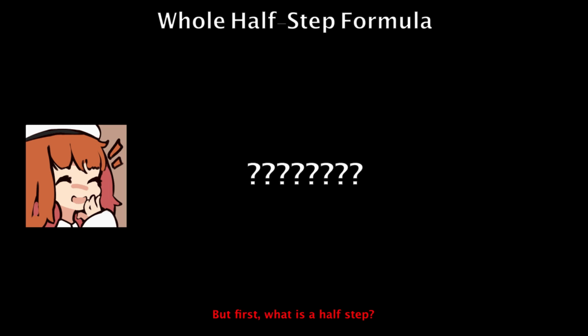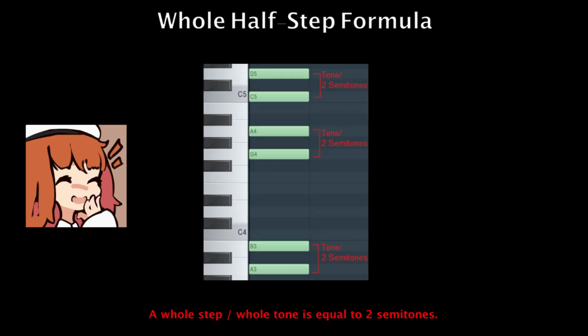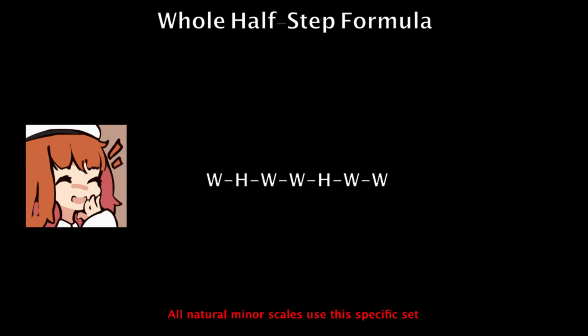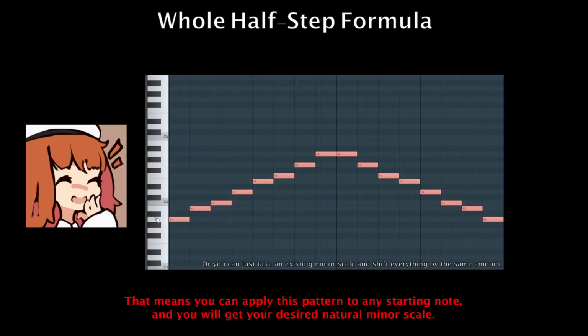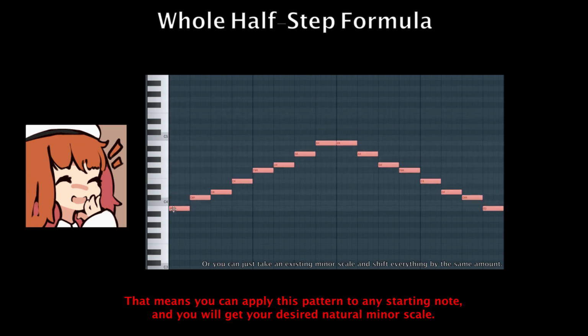But first, what is a half step? Also known as a semitone, it is the interval between two adjacent notes. A whole step or a whole tone is equal to 2 semitones. A minor scale is built using a specific set of whole steps and half steps in an order. All natural minor scales use this specific set. That means you can apply this pattern to any starting note and you will get your desired natural minor scale.